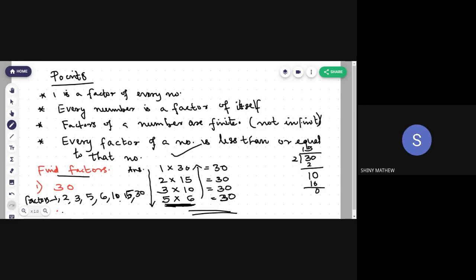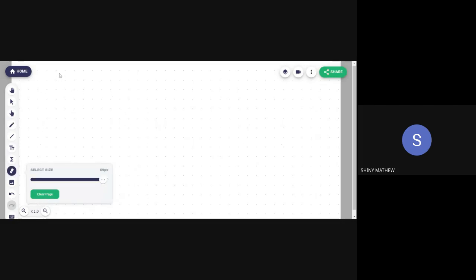The next number is 45. Can you find factors of 45? So the second number is 45.